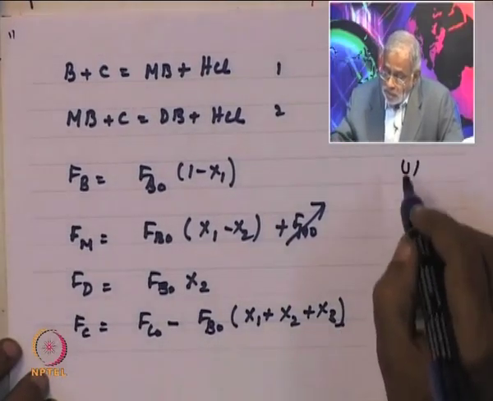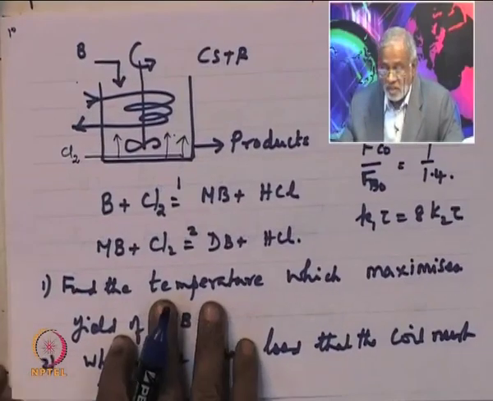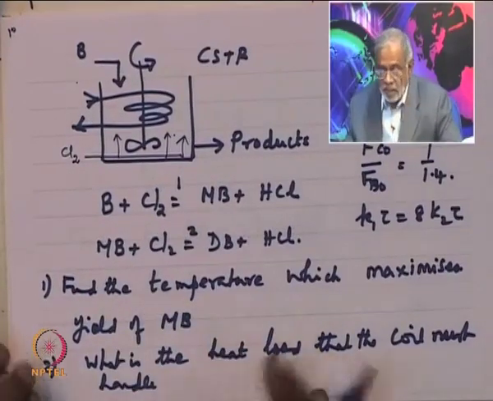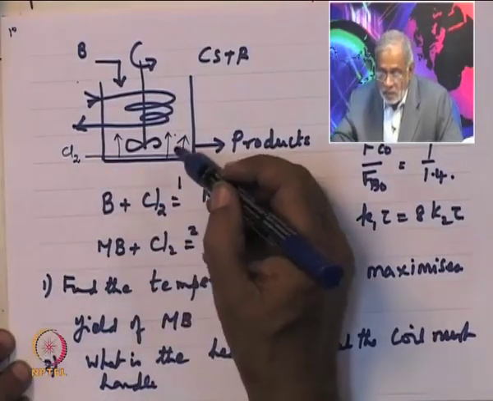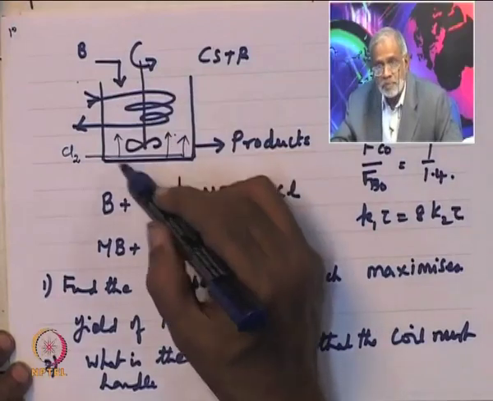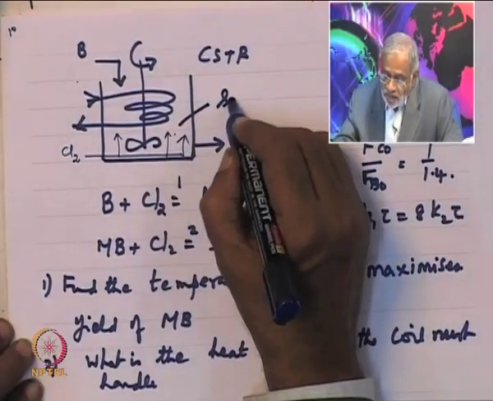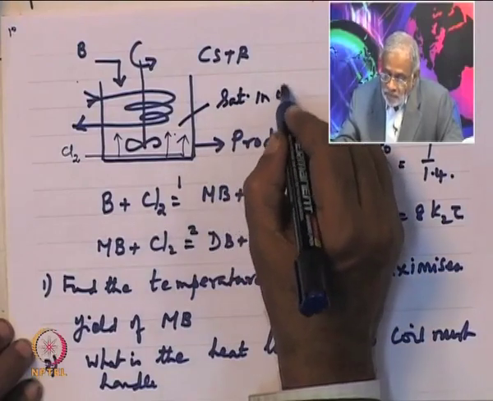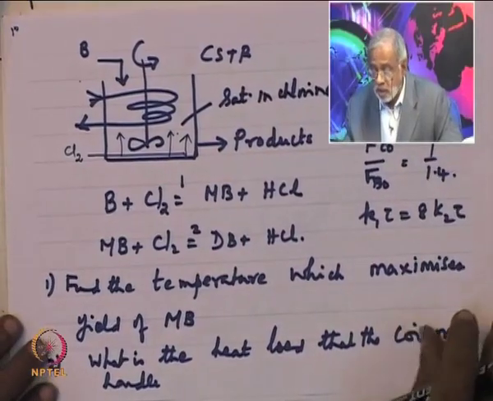So, I will call this 1, 2, 3 and 4 in this exercise. What is said is that the chlorine is added at a rate so that chlorine is completely consumed, and the fluid here is saturated in chlorine. You understand? The fluid here is saturated in chlorine. So, what does it mean? It means the following.